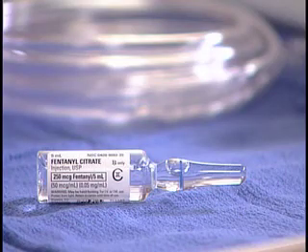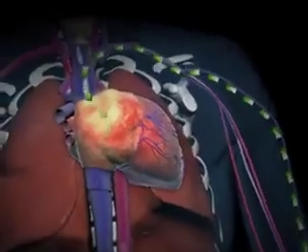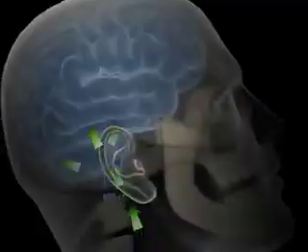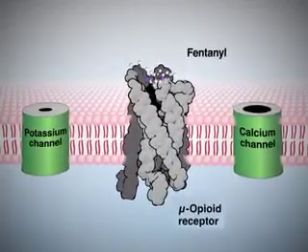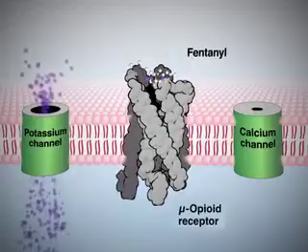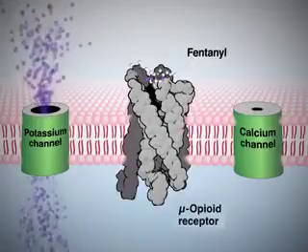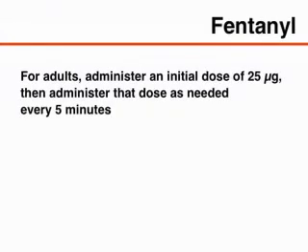Fentanyl is a potent opioid that may be delivered by multiple routes. Intravenous fentanyl acts on mu-opioid receptors in the brain and causes rapid onset analgesia and sedation. Clinically effective doses for sedation vary widely. It is important to titrate to the desired effect. For adults, an intravenous dose of 25 micrograms can be administered, and that dose repeated as needed every 5 minutes.